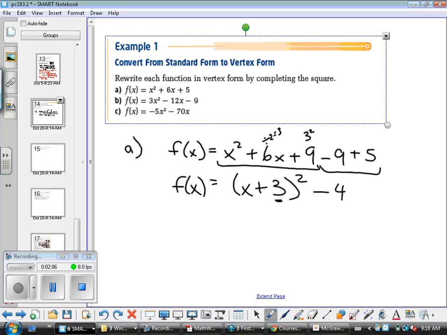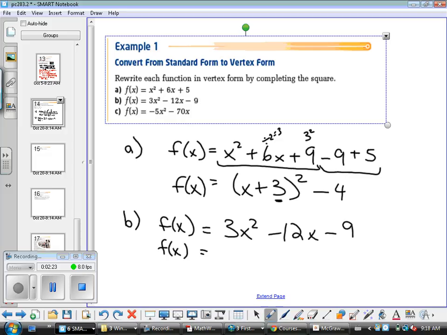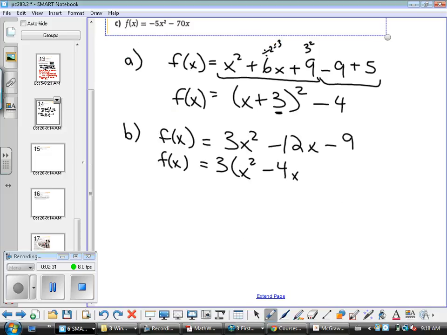Okay, next one. This is one where we have just one extra step at the beginning on account of having that 3 in front of the x squared term. So what I need to do before I do anything else is take a factor of 3 out of those first two terms. So this is what I end up with. I'm going to put a bracket here because I want to complete this square. I'm going to leave a space for undoing whatever I do there, and then I'm going to have my -9.